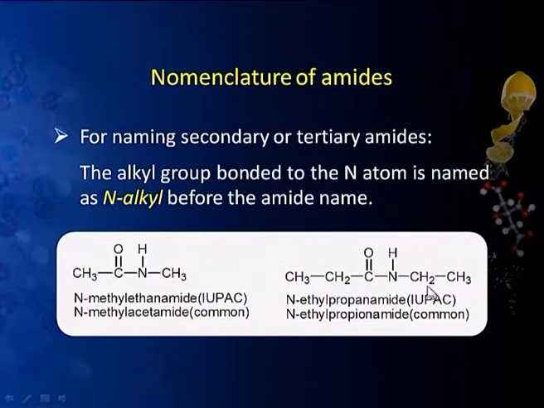Let us take another example. This is the derivative of a 3-carbon acid. So it means it is a propanamide derivative in which one of the hydrogens is substituted by an ethyl group. So we call this N-ethyl propanamide. These are the IUPAC names. In the common system, the same thing is applied. We will write the name of the alkyl group before the common name for that particular amide, such as we will call this N-methyl acetamide, and we will call it N-ethyl propionamide.